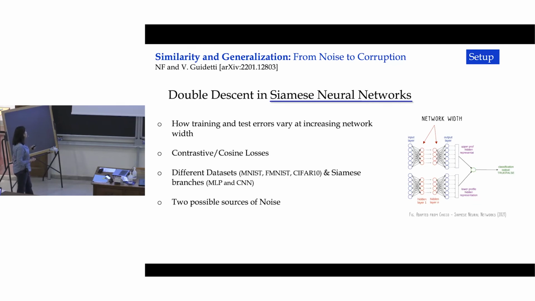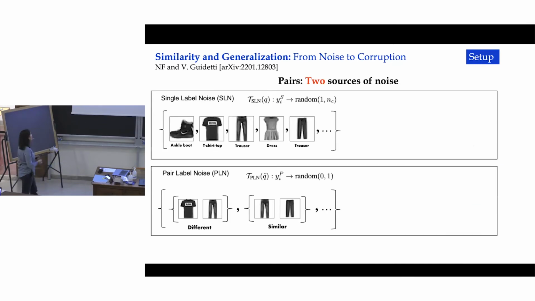And the most important thing, that's kind of obvious but apparently nobody did before, is that if you have pairs, we can have two types of noise. One is what we call single label noise. That's the usual noise, right? I have the labels here, and I have NEC classes, and then I can just flip this label. So this is the usual noise that we expect in label noise.